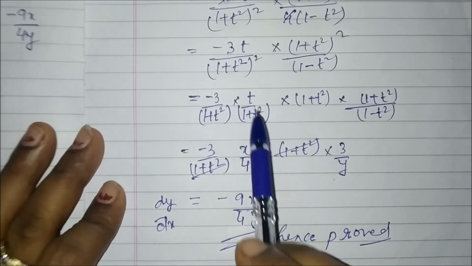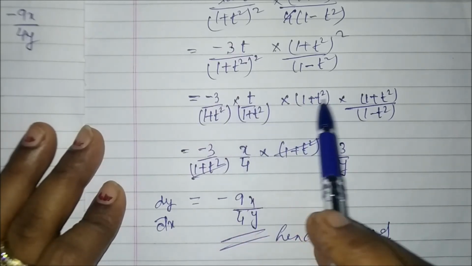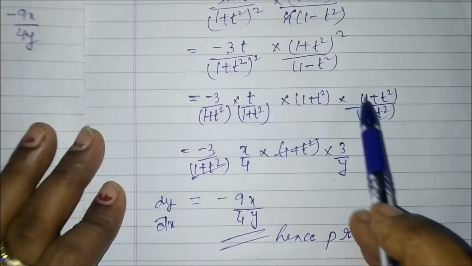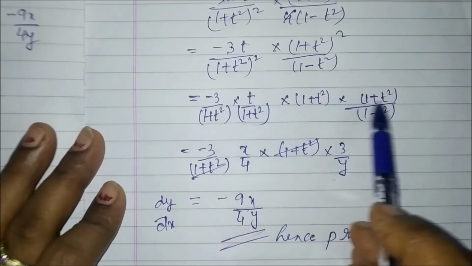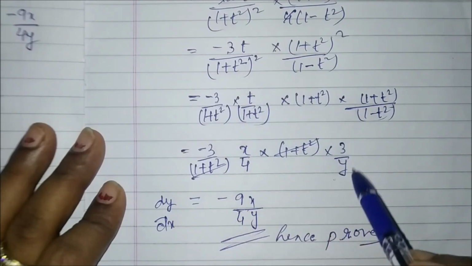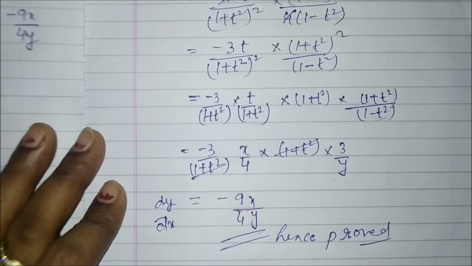This splitting method, you can see it is split by watching the question. Clearly from the question you can easily split this. Replace this by x by 4 and this by 3 by y. I hope all of you have understood.